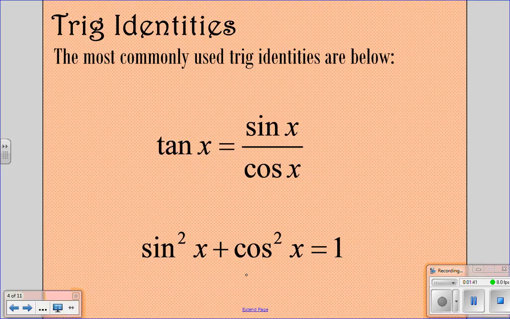You need to learn them. These are the most commonly used trig identities. Tangent is sine over cosine. So the tangent of an angle is the sine of that angle over the cosine of that angle. And so sine squared plus cosine squared equals 1. That is the other trig identity. You need to learn both of those. So write them down, highlight them, star them, put them on note cards, whatever you need to do to memorize them.